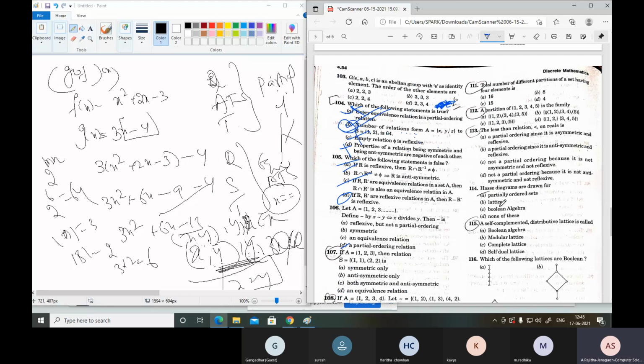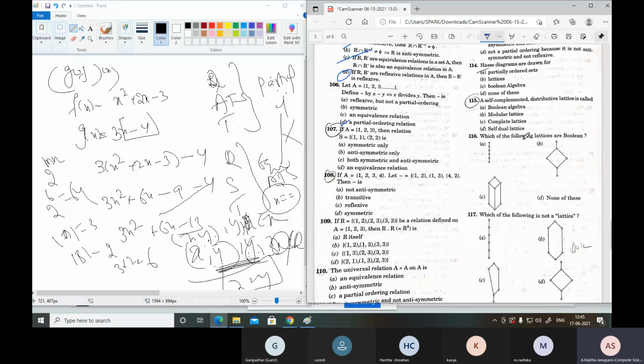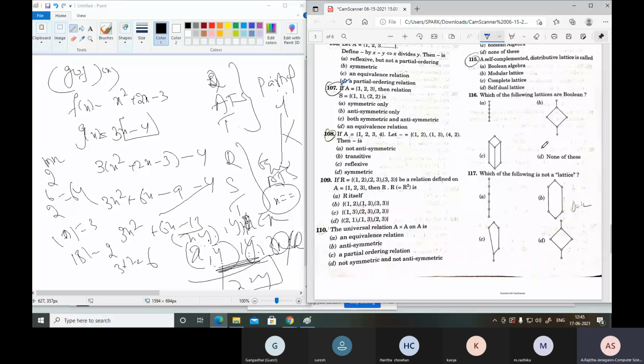Then Hasse diagrams are drawn for partial ordered sets. That means Hasse diagram is a diagrammatic representation for a set. Now, which of the following lattices are Boolean? In this case, which of the lattices are Boolean?